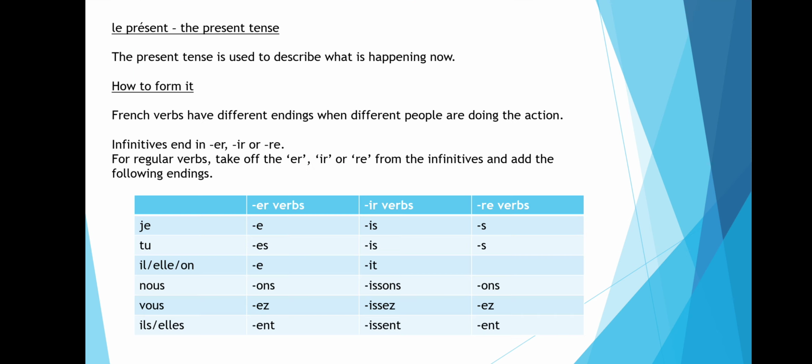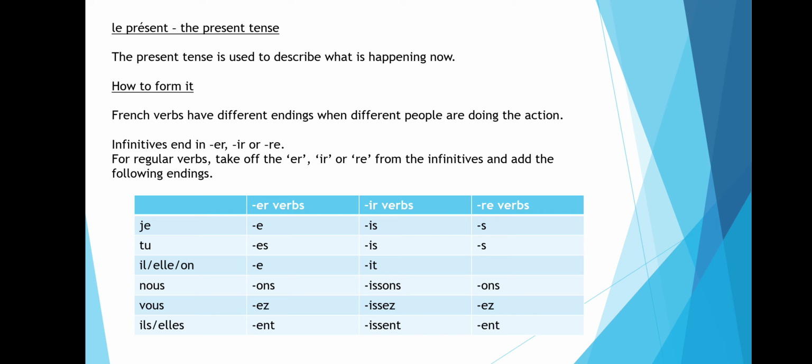The present tense is used to describe what is happening now. This is how you form it. French verbs have different endings when different people are doing the action. Infinitives end in er, ir, or re. For regular verbs, take off the er, ir, or re from the infinitive and add the following endings.